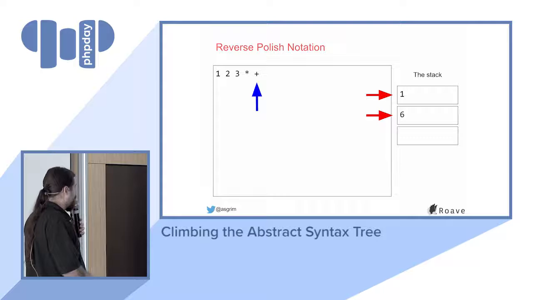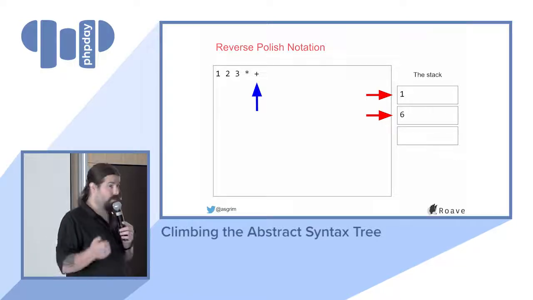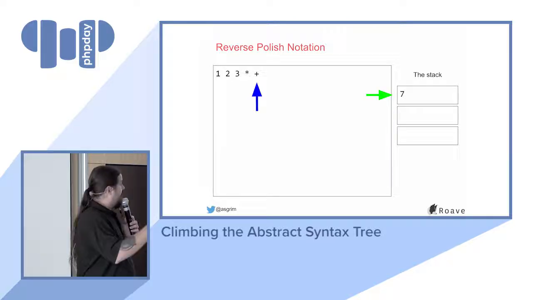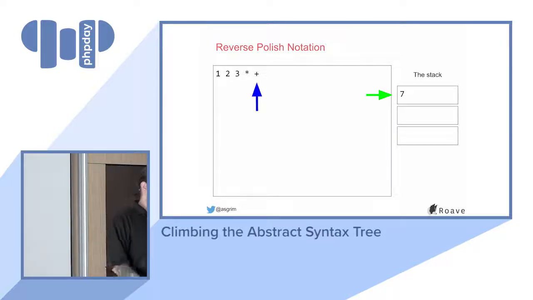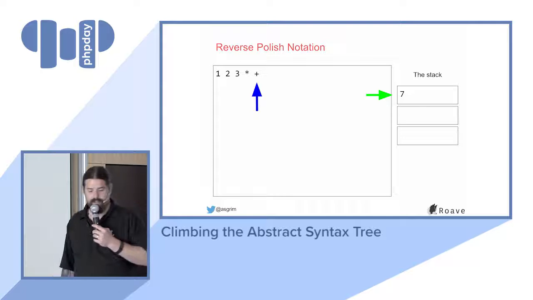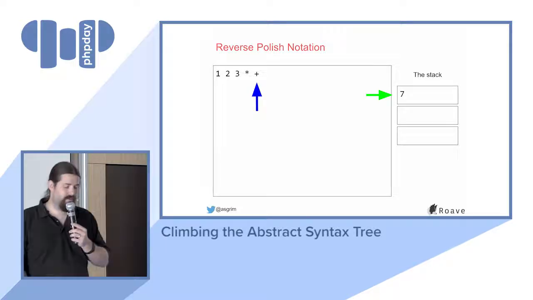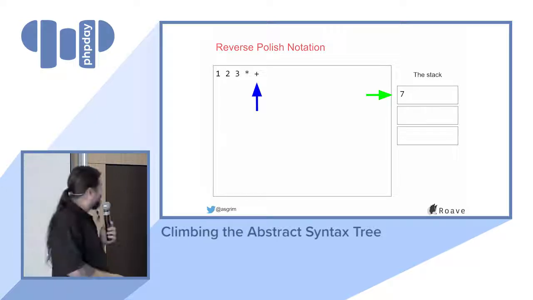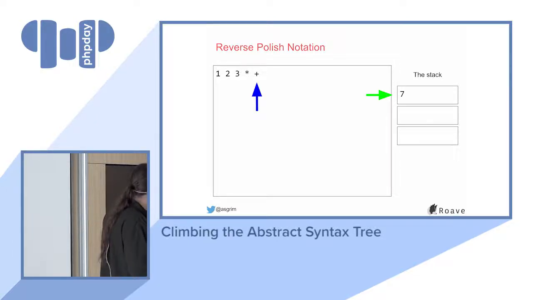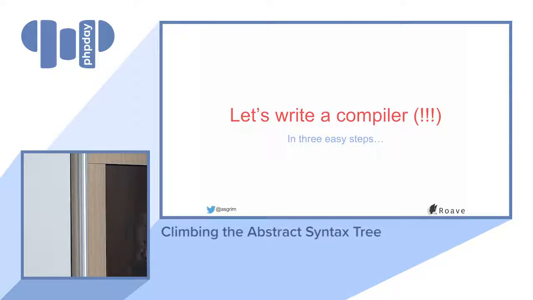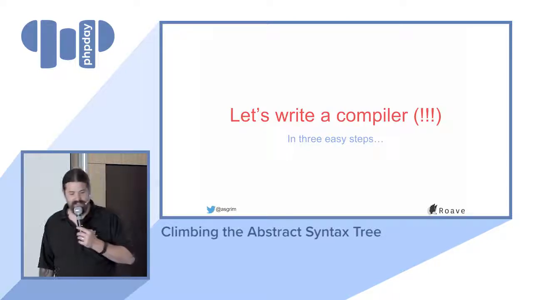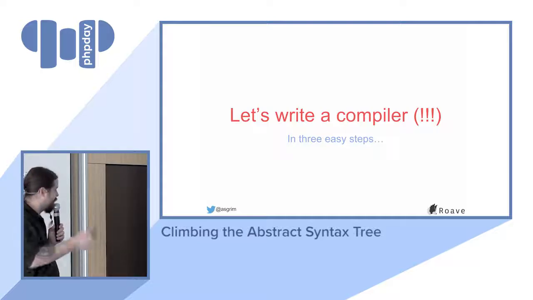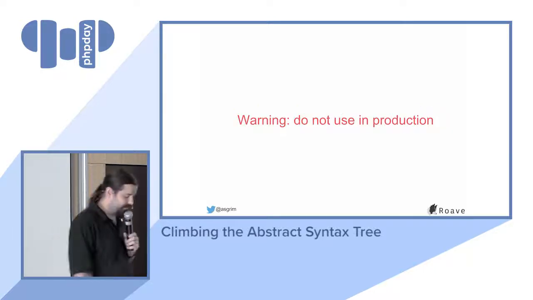The next is also an operator. We know it takes 2 operands, so we take the 1 and the 6 off the stack and put the result back on the stack. And that's the end result. Hopefully at the end you have only one thing in the stack, otherwise maybe something's broken. We didn't do something properly. But okay, let's write a compiler in 3 easy steps. Because we're armed with some pretty dangerous knowledge, but let's kind of put it into context. Don't use in production.